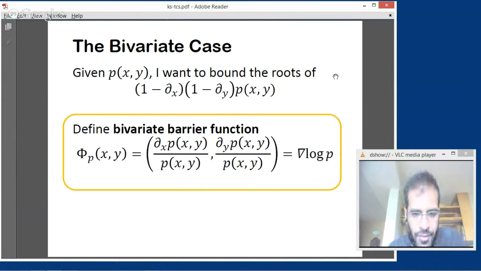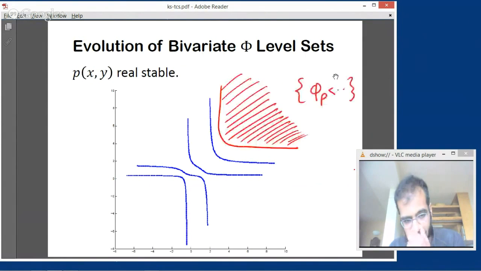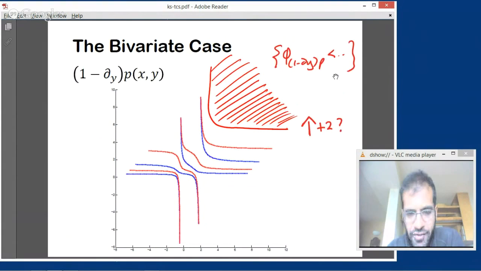So I'm going to define a bivariate barrier function, which has two coordinates: the first coordinate is partial with respect to x of p divided by p, and the second one is partial with respect to y. This function is just the gradient of log p. And now, to study the location of the roots, I'm going to look at a certain level set of this bivariate barrier function. That's this red set here, and again, the set is not going to contain any roots of p. Now, what I'd like to prove is that when I apply this I minus partial y operator, this level set moves up by 2. It just moves up, it doesn't move to the right. So I want to be able to say that this region of non-roots moves in this predictable manner.